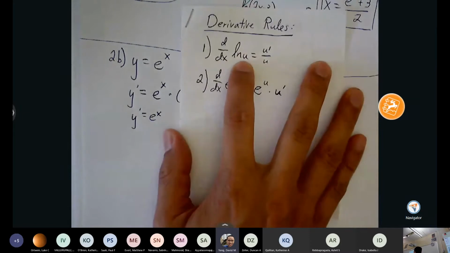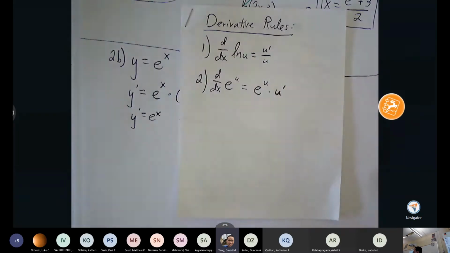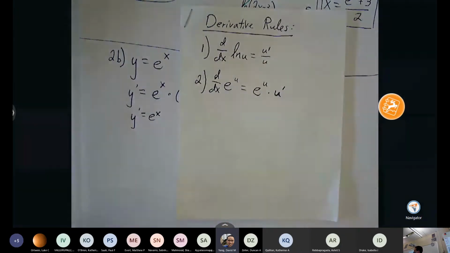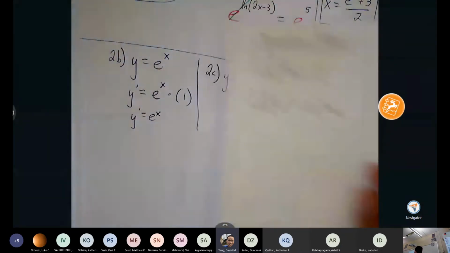Same thing with logs. Right now, we're doing natural log, which is base e. But we're also going to learn about derivative rules for log base 2, log base 3, log base 5. But they all can be clumped together into something that is built off of this rule.